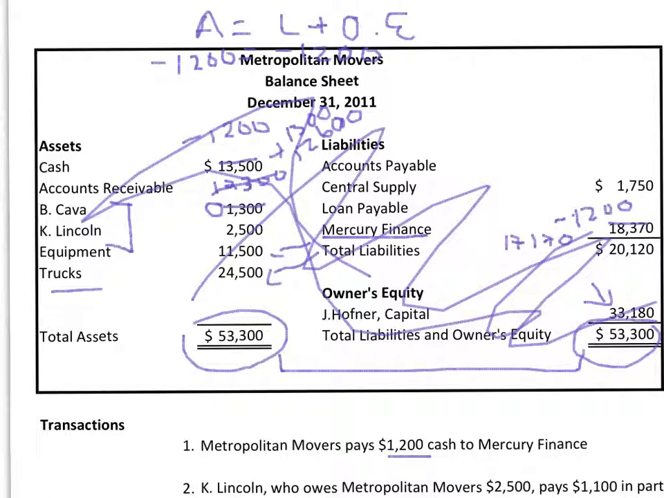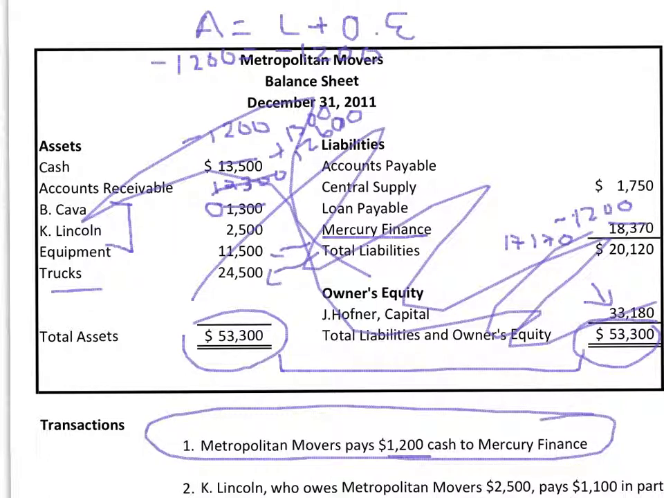Anyhow, I'm going to show you. I want you to remember this: Metropolitan Movers pays $1,200 cash to Mercury Finance. Can we all remember that? And I'm going to show you how to put that on your equation analysis sheet.